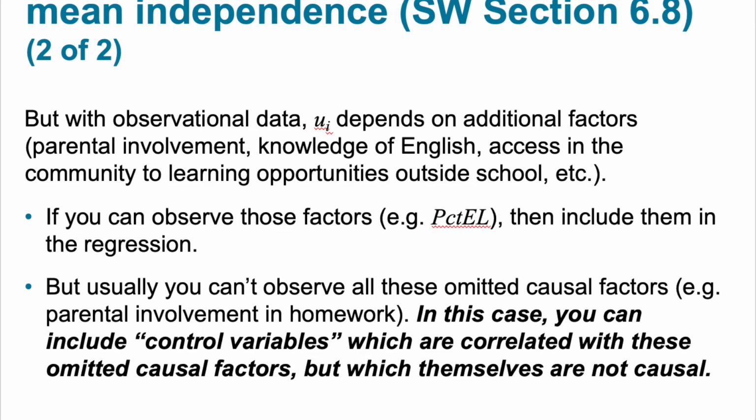In this case, where we cannot directly, explicitly observe the omitted causal factors, but we want to include them, we can include control variables that are correlated with the omitted causal factors, but which themselves are not causal. In other words, we can include some kind of proxy serving as a control variable.